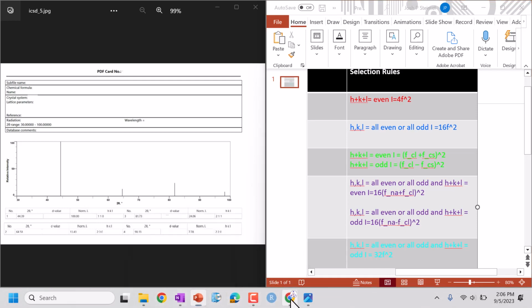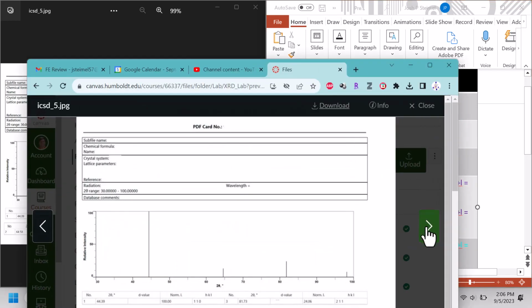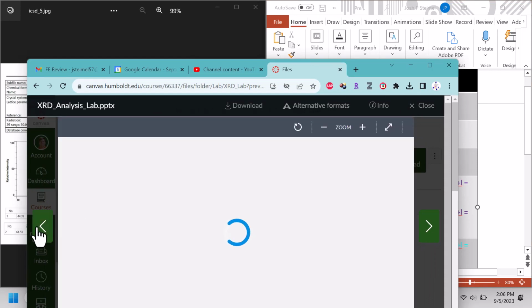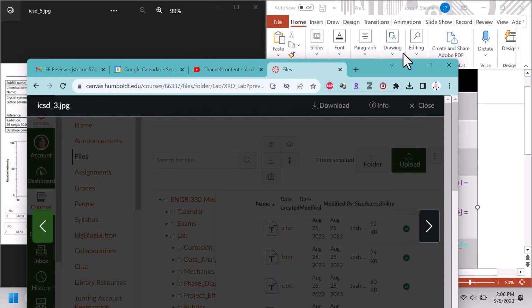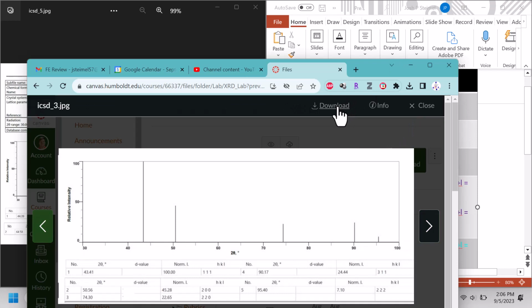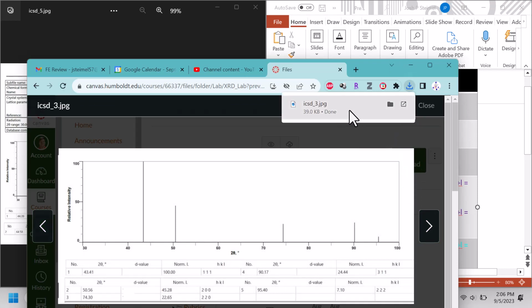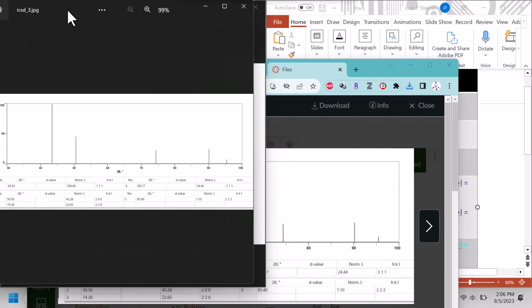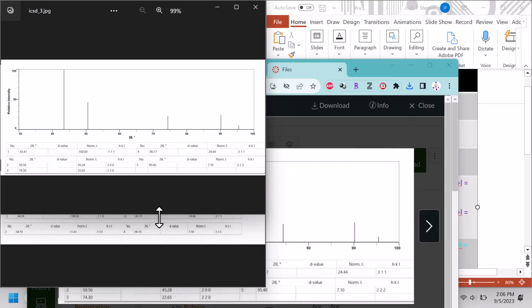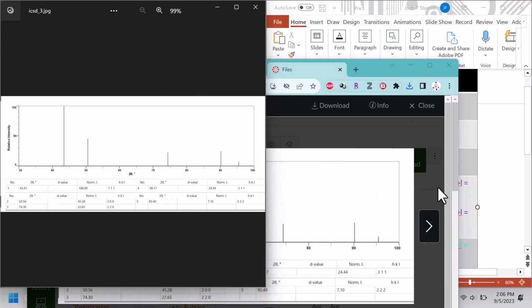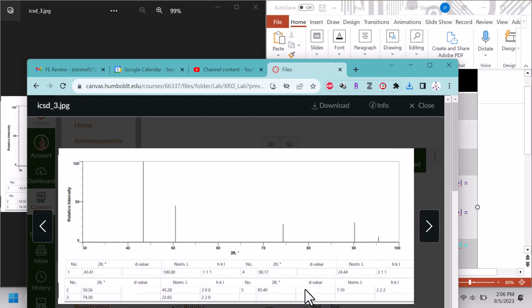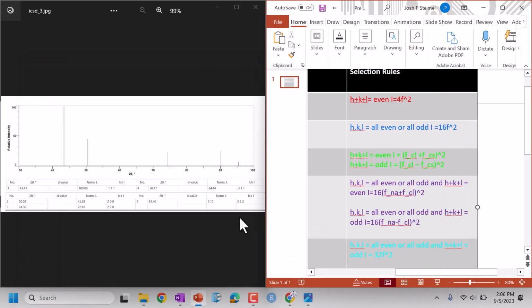So let's go to another file. Not that file. Let's do 3, for example. Let's download 3, and let's drag it over here. So then let's put it over here. All right, let's get this guy out of here. All right, let's go through this one.